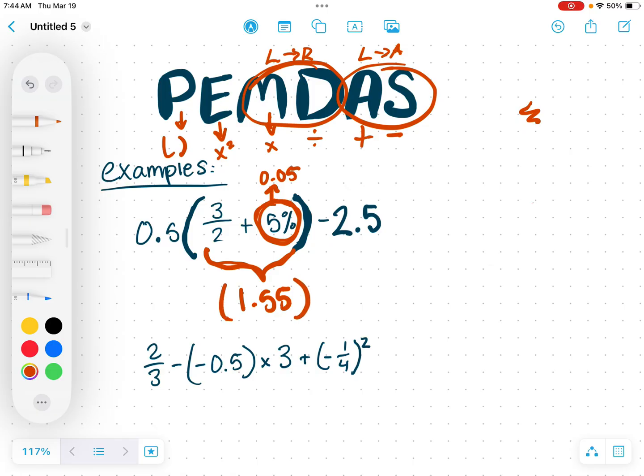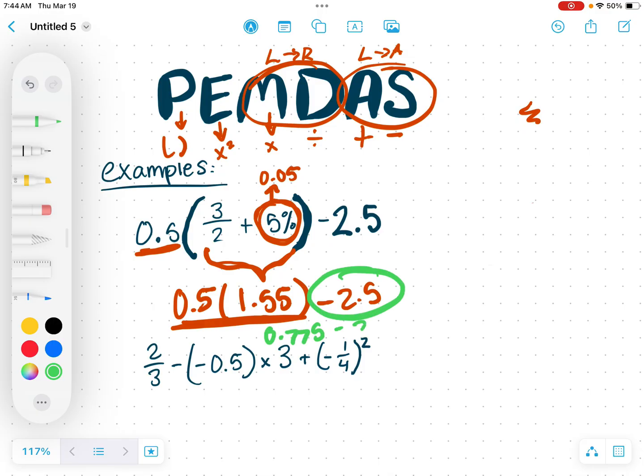And then we still have this number right here on the outside. Remember, when you have a number touching parentheses, it means that you are multiplying. So we're going to want to do these two first because multiplying comes before subtracting. So we're going to multiply that by 0.5, which gives us 0.775. Now we can subtract.